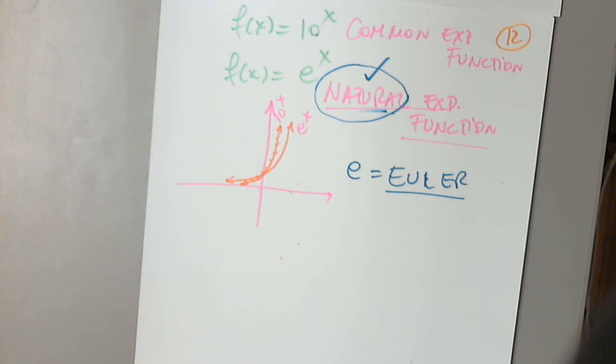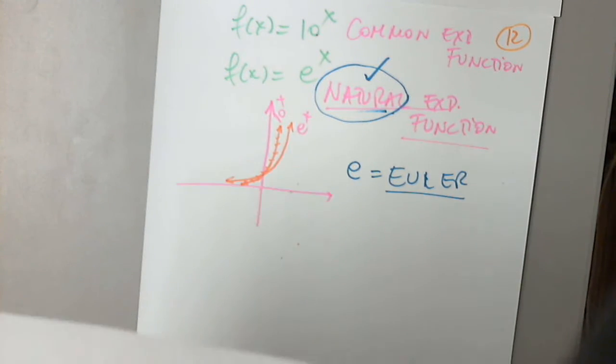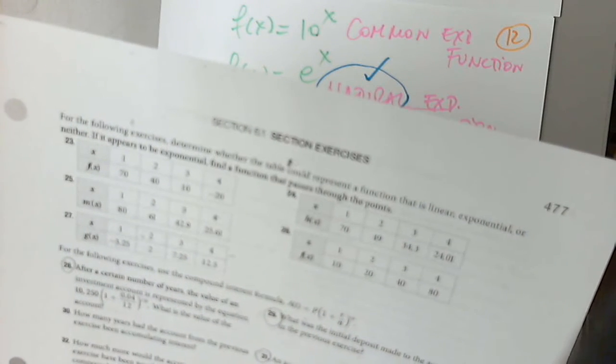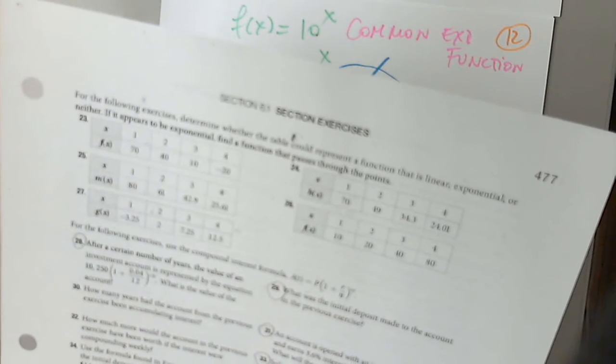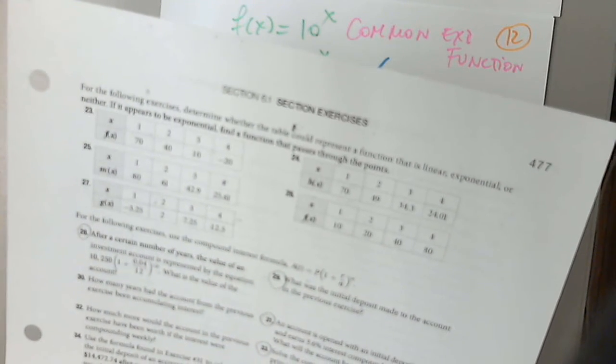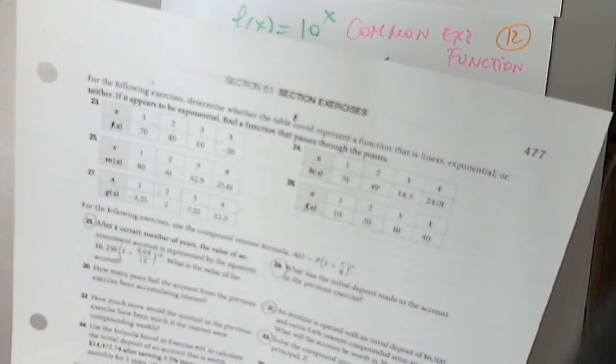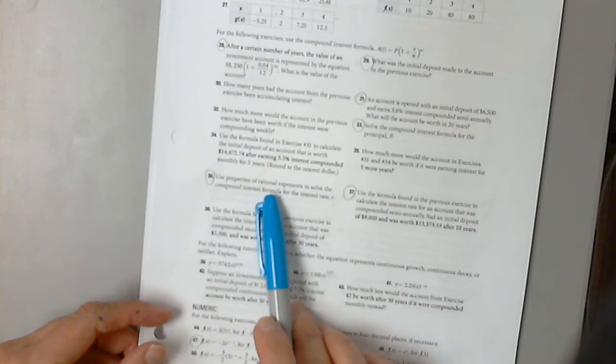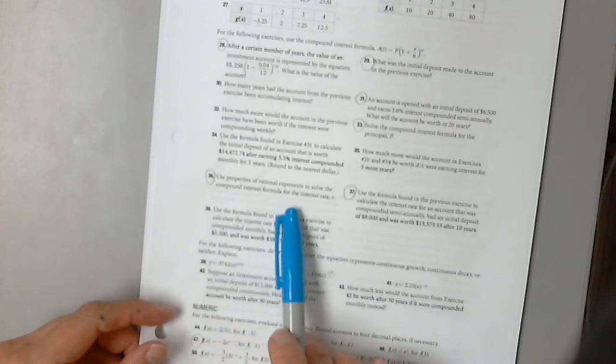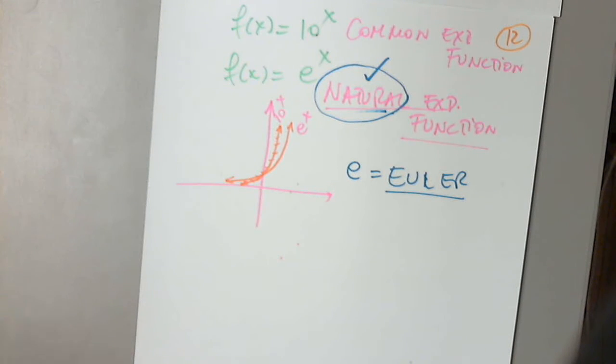Now, we do have like 3 minutes left, and I would like to work on one more problem, and then I'll stop. Use properties of rational exponents to solve the compound interest formula for the interest rate R. Problem 36 on page 477.